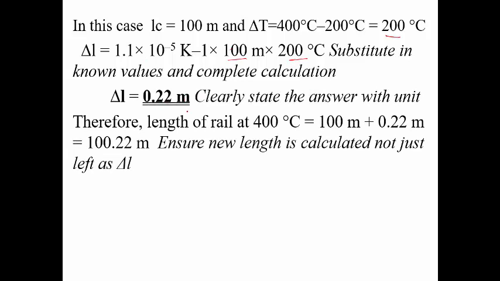We are asked to calculate LH, and from the equation, change in L is equal to LH minus LC. If you shift LC to the left, LH becomes change in L plus LC. We got change in L as 0.22, and LC is 100. The sum of the two gives LH: 100 plus 0.22 is 100.22 meter, the length of the substance at 400 degrees Celsius. This is all for today. Until next time, see you.